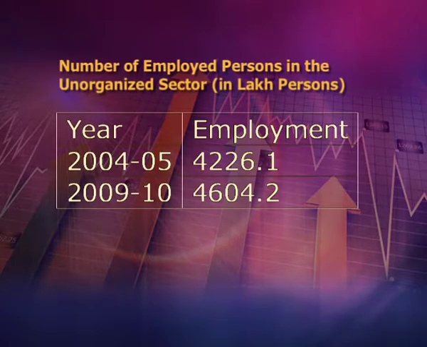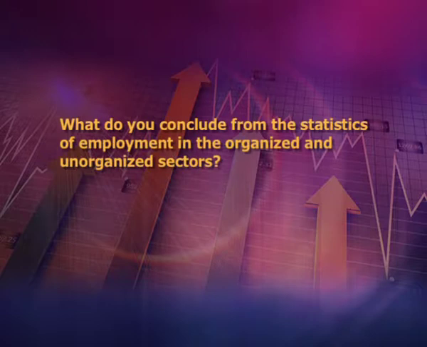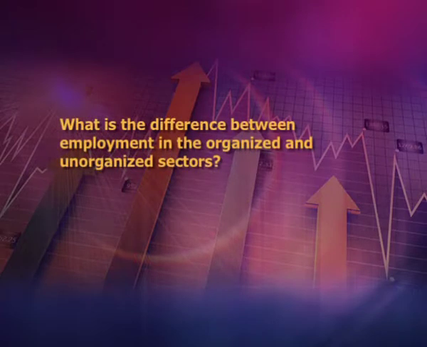Now, let us look at the number of employed persons in the unorganized sector. Once again, we see that in the year 2004-05, employment in the unorganized sector was 4,226.1 lakh persons, while in 2009-10, the employment in the unorganized sector was 4,604.2 lakh persons. What do you conclude from the statistics for employment in the organized and the unorganized sectors? What is the difference between employment in the organized and the unorganized sectors?